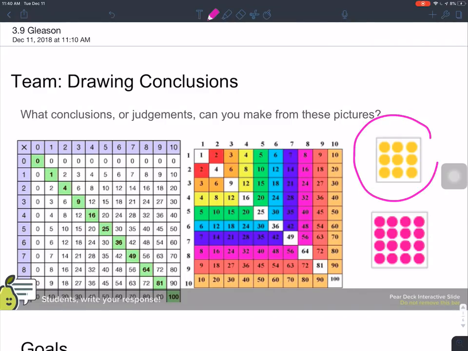What do you notice about this? What shape does it make? What shape does this array make? What kind of patterns do you notice? What do you notice about one group of one, two groups of two, three groups of three? What do they all make?